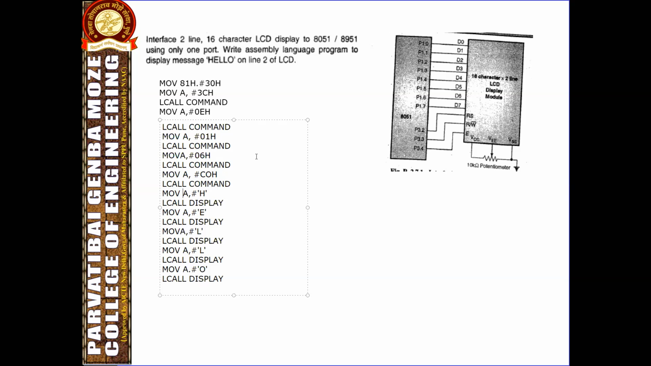For displaying hello, we have to display this word. We should start from the beginning letter H. Now we load that letter H into the accumulator. Then we call LCALL display, and it will display. Then the second letter E, similarly L, L, O, like this we have displayed the message hello.